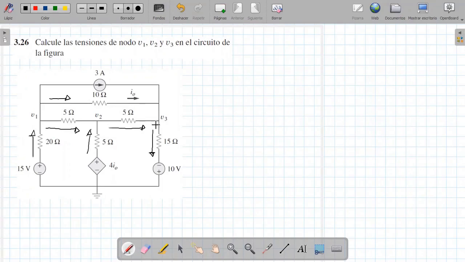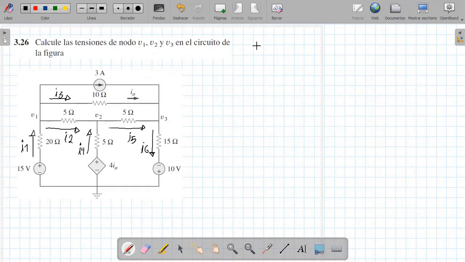Ready. Having marked the direction of the currents, we can give them names. I'm going to call this one I1, this one I2, this one I3 of course. Well, this one and I3 is the same. I0, well, I already named this one. I'm going to call this one I4, this one I5, and this one I6.